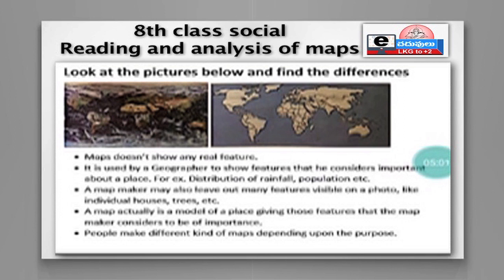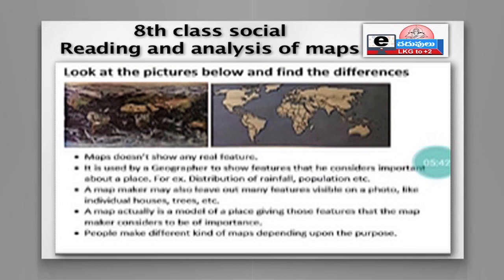Like I told you just now in the class, can you see in the map the benches like we see in the photo? No. We can see only a rectangular box. In the rectangular box, a few benches are represented by some symbols. A map actually is the model of a place giving those features that the map maker considers to be of importance. So what does the map maker want to show? He can show in the map. That may be rainfall, that may be population, that may be states and capitals, whatever it is.